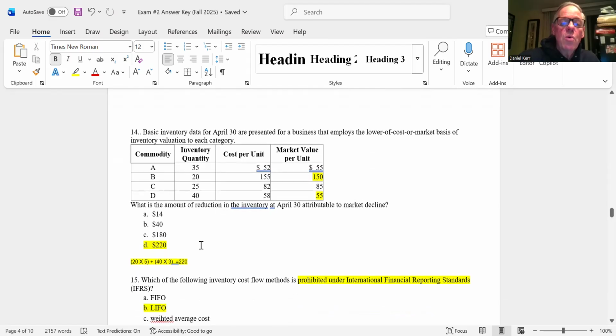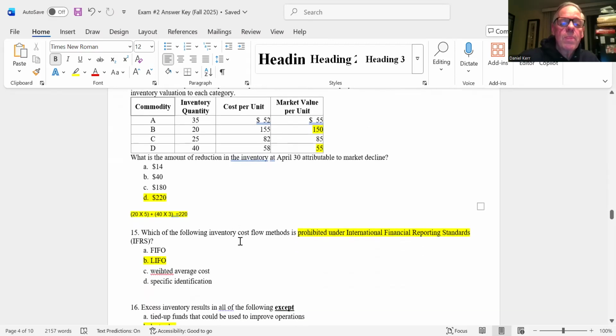So if you take 20, which was the number that you had for item B, and those declined in value by $5, and you take 40 of the next item, item D, and those decline by $3. So 20 times 5 plus 40 times 3. If you add those together, you get 220. That's the amount you would recognize as a loss in the value of the inventory attributable to the market decline. So the answer there is D.